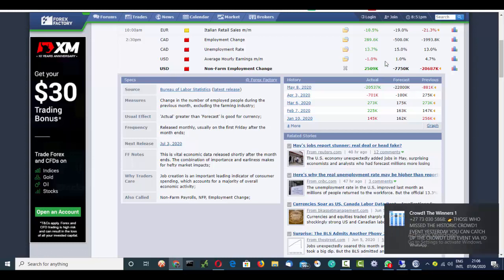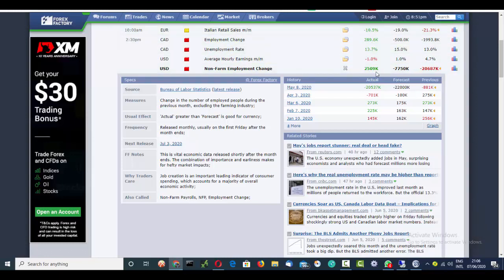Now, let's see what really happened. Look at the figure. From here, you can see that this is the actual, which is 2,509K, and this is the forecast, which is minus 7750. So that shows that the actual outcome is greater than the forecast. And look at what we are expecting: if the actual is greater than the forecast, the US dollar is going to be stronger. That means we are going to go short in the market. We are going to sell in the market because we need a small quantity of dollars to buy pounds.